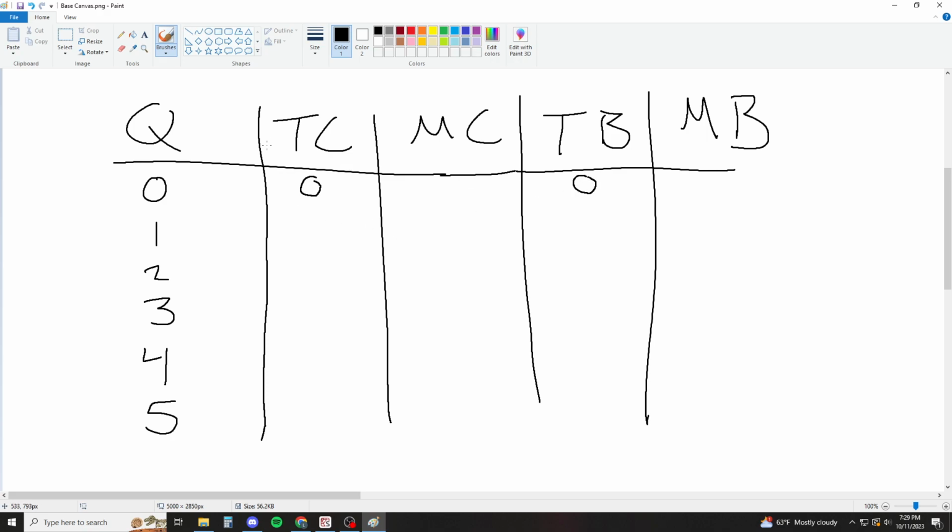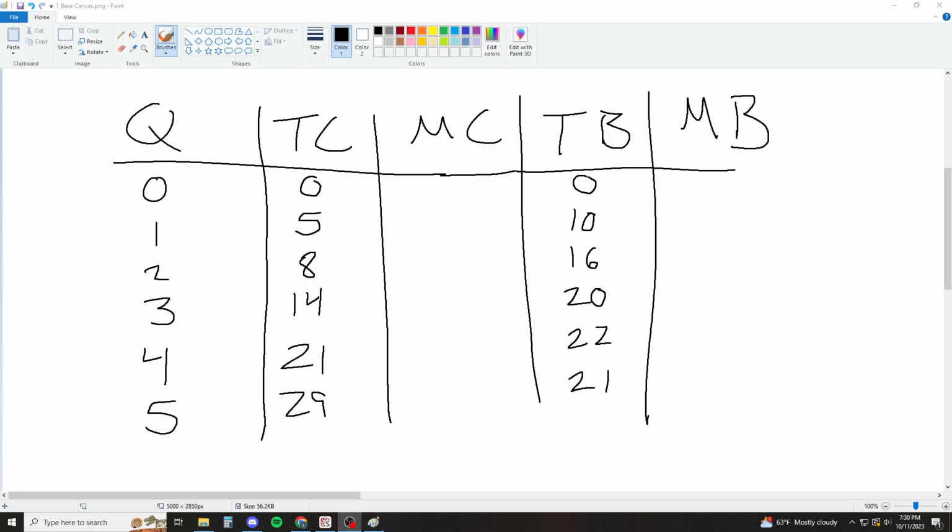Total cost of making 1. I wish I could pause. I can pause. I'm going to pause this real fast. I'm just going to make the chart come back because you guys don't want to watch me write this. All right, we're back. I got the numbers.